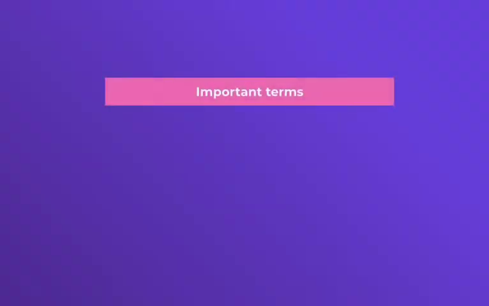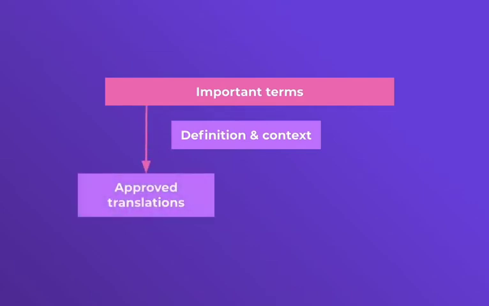In Smartling, you can provide a definition for your glossary terms and add an image for visual context, so your translators know exactly what you are referring to. You can add an approved translation and precise instructions for each language.